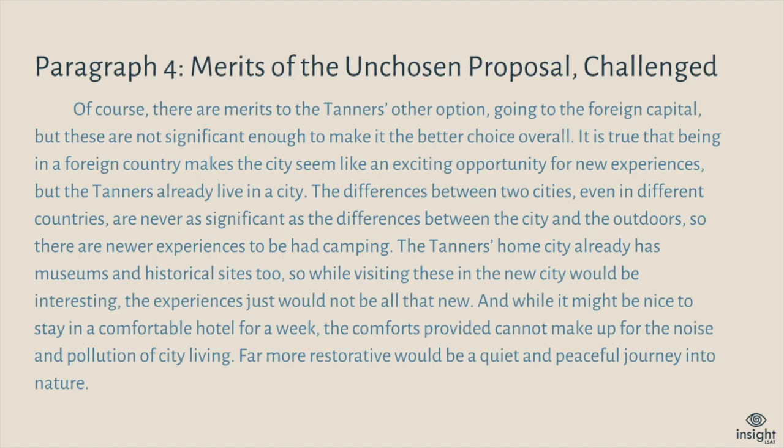Okay, again, focusing on structure. I switch gears and I acknowledge that there are merits. I explain here in this topic sentence that I'm now moving over to talking about the other proposal, but these are not significant enough to make it the better choice overall. That's what this paragraph's about. There's some merits, but they're not good enough. And the rest of the paragraph has the structure of acknowledgement of merits and undermining of merits.